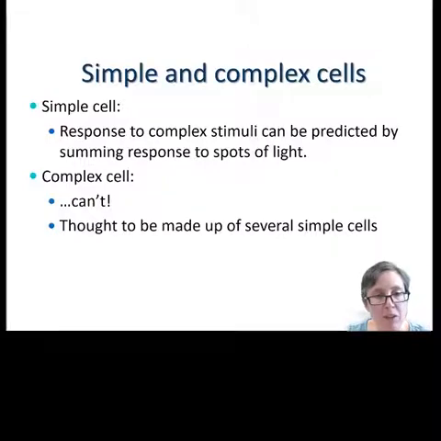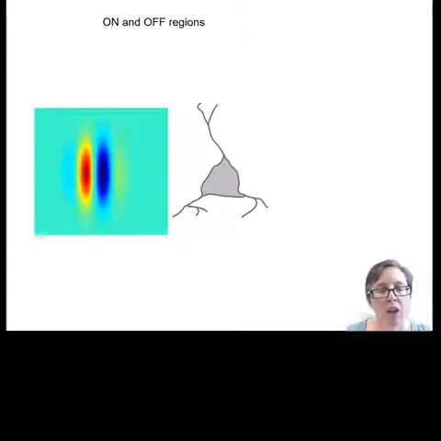Now, complex cells, as you might guess from the name, things aren't so simple, and I'll just talk very briefly about them. So just a reminder about on and off regions of a neuron.